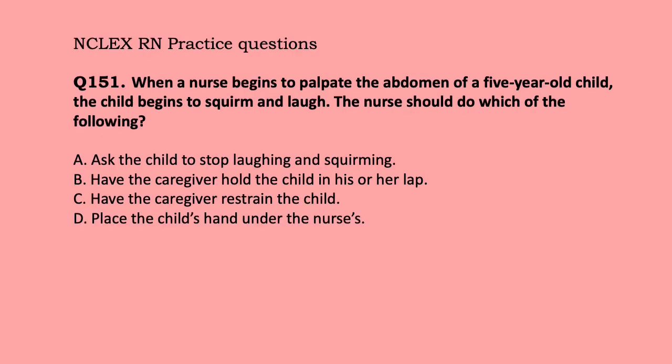NCLEX RN Practice Questions. Question 151. When a nurse begins to palpate the abdomen of a 5-year-old child, the child begins to squirm and laugh. The nurse should do which of the following? A. Ask the child to stop laughing and squirming. B. Have the caregiver hold the child in his or her lap. C. Have the caregiver restrain the child. D. Place the child's hand under the nurse's.